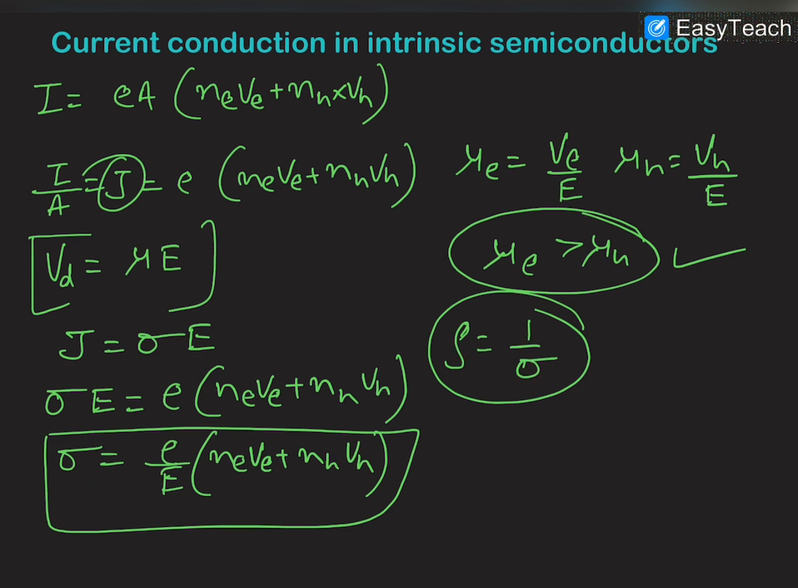So this was the complete analysis of intrinsic semiconductors, and in the next video I'll be bringing the complete detailed analysis of extrinsic semiconductors. And as you have heard, the types of extrinsic semiconductors are p type and n type, so we'll be discussing p type and n type semiconductors separately.